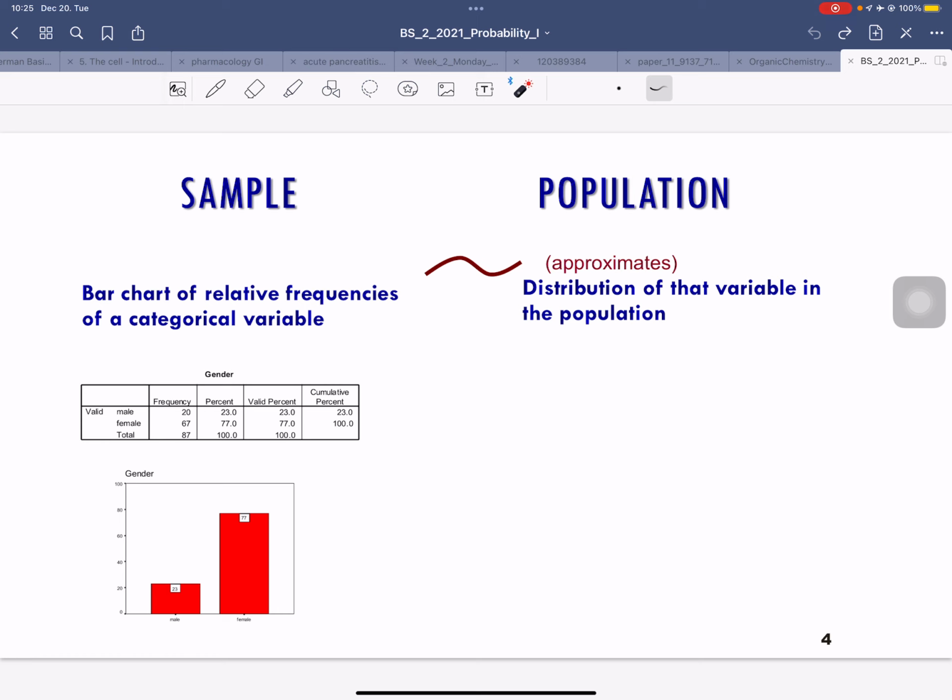Last week we studied the types of variables: a categorical variable, or we can say a continuous one. For example, we have gender here, and as you see in the chart, the frequency of the categorical variable between female and male. The distribution of the variable in the population is very important. In this example we have 20 males and 67 females, and we can find the percent and the valid percent, and also show them in a chart.